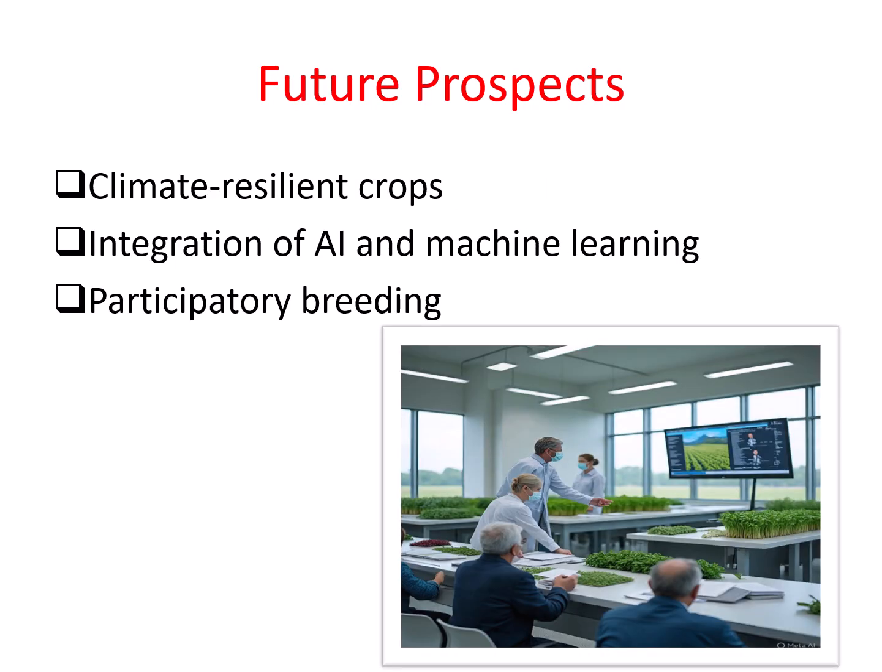Climate-resilient crops are developed to withstand stresses like drought, heat, and floods. AI and machine learning accelerate breeding by predicting performance under diverse conditions. Participatory breeding involves farmers directly in variety selection, ensuring locally adapted solutions.